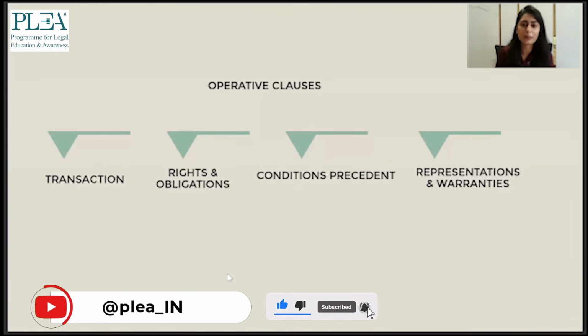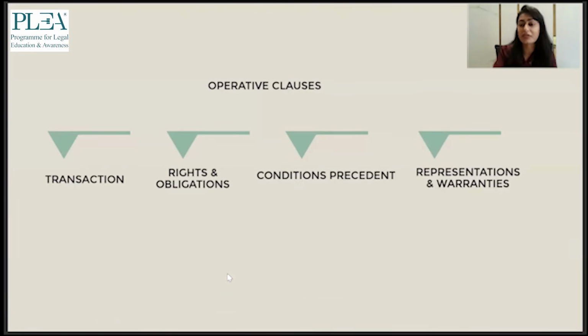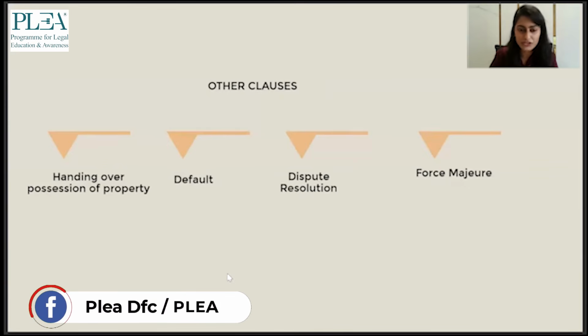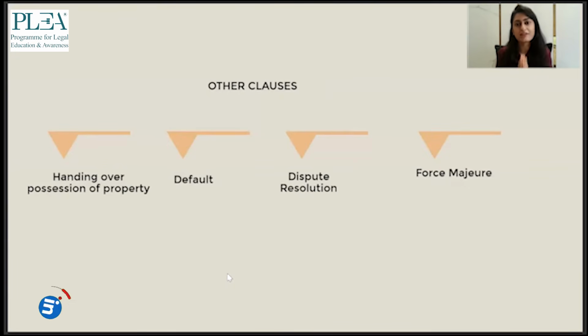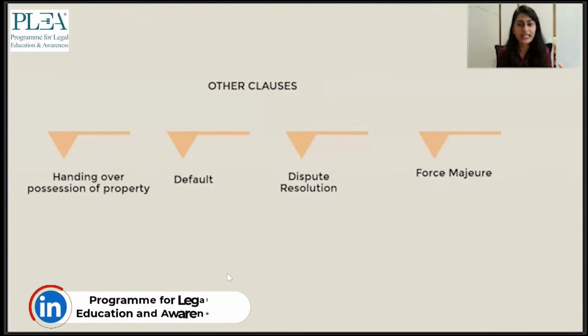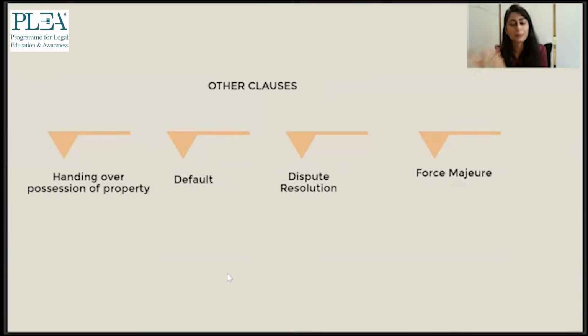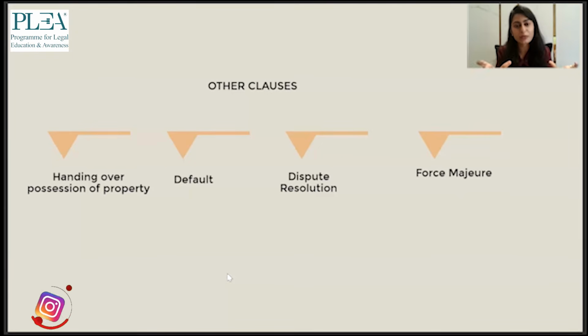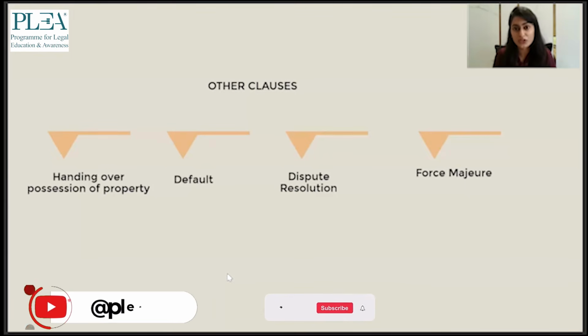So transaction rights and obligations, conditions precedent, representations and warranties. Then there are other clauses such as handing over of possession of the property. So you have to again mention the words peaceful and vacant possession. Peaceful and vacant possession shall be handed over to the buyer from the seller after the full and final consideration of the entire amount. So peaceful and vacant possession, these two words are operative words that you should include in the draft. Then there are default and dispute resolution clauses.